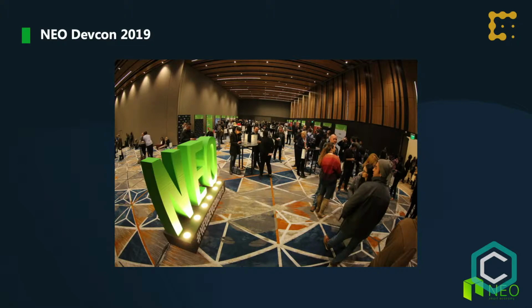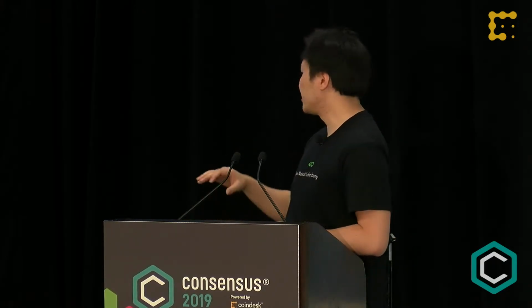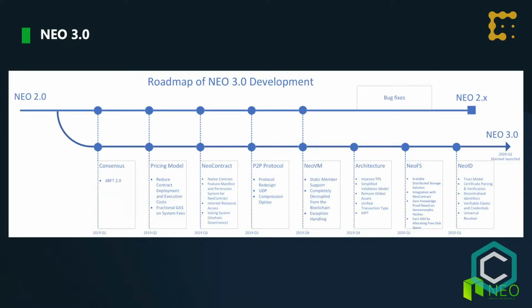At that time, we launched our NEO 3.0 schedule. I think you have already read the articles about the NEO 3.0 roadmap. So this is the roadmap. You can see NEOID is part of it, and the timeline is about 2020 in Q2.